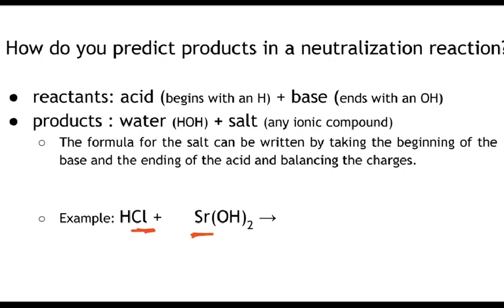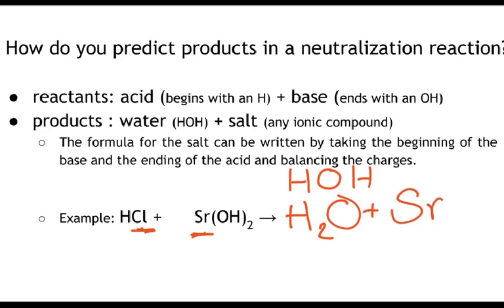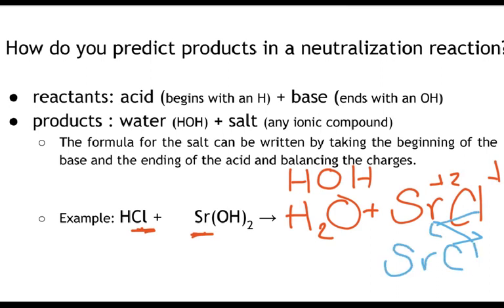To figure out, we know we have the water, right? So we could add that first if we want. And we can write it either way. But to figure out the other product, I'm just going to balance the strontium and the chlorine. So if I look at my periodic table, strontium has a +2 charge and chlorine has a -1 charge. So when I figure out the formula, I can do my crisscross and I get SrCl2.